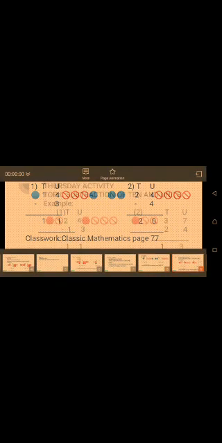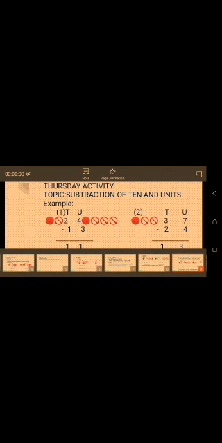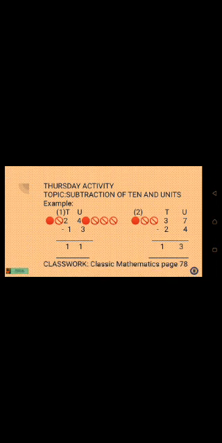Is that taken? Now our Thursday activity is still on subtraction of tens and units, the same thing we did on Wednesday. Remember, we must always start from the what? From the unit side. Now the unit says 4 take away 3. You have to count 4. Let's count 4 together. 1, 2, 3, 4. Then take away 3. 1, 2, 3. How many do we have left? 1. Very good.